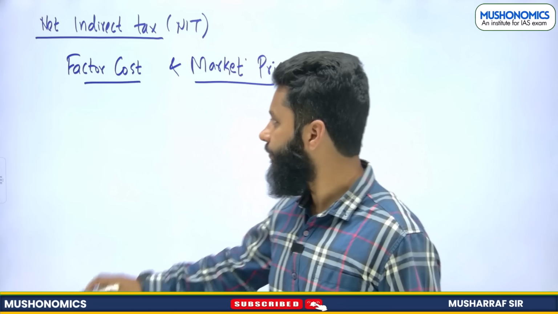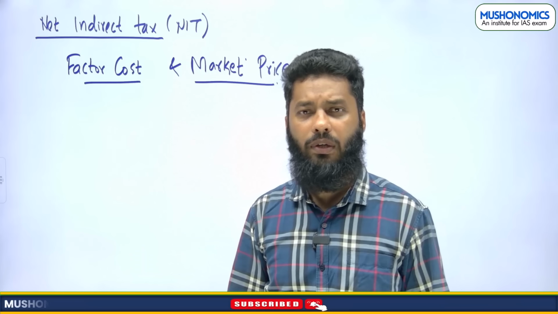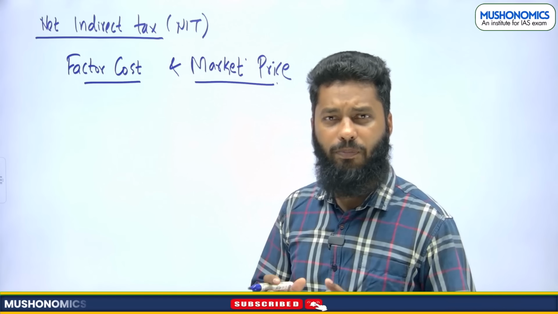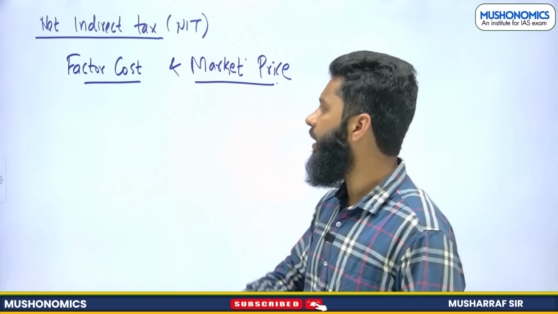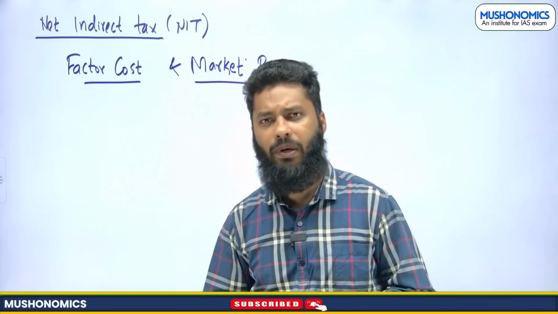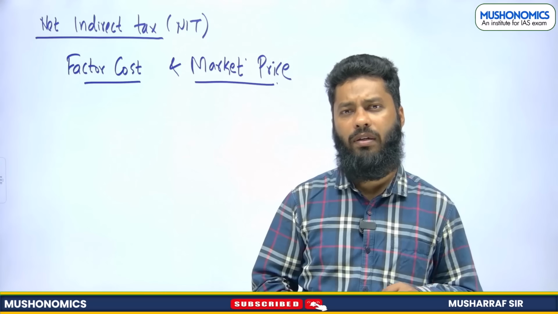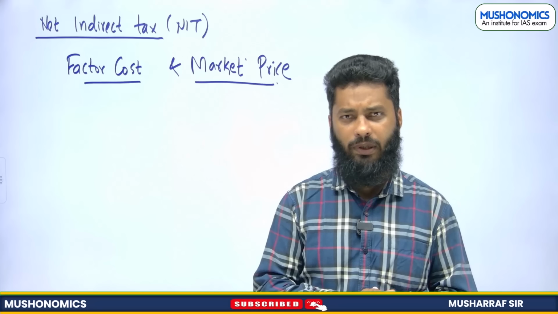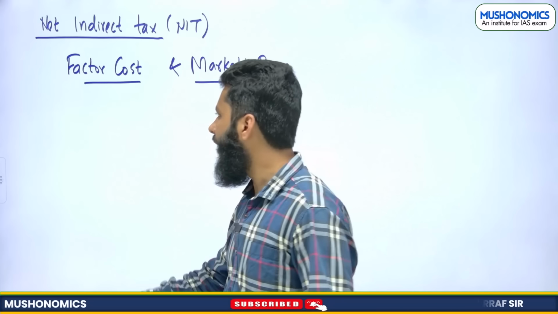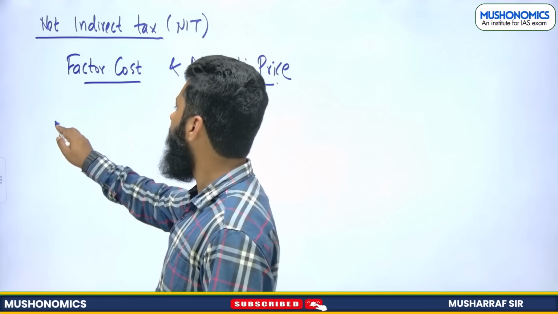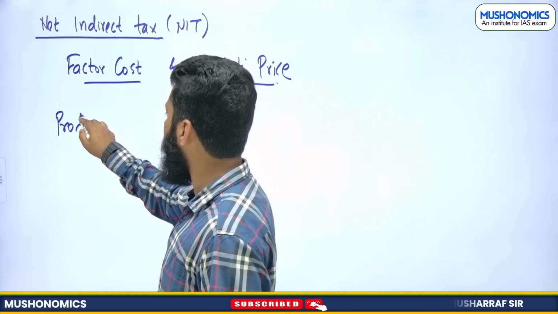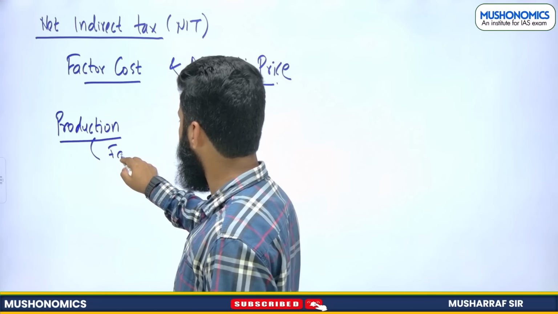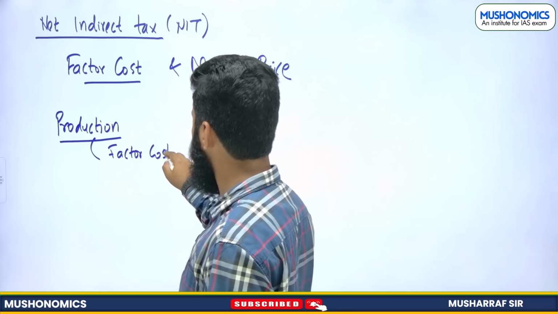When we say factor cost, what do we mean by this? The cost which is incurred during the process of production. So production has taken place, and during production we have employed, for example, land, labor, capital, entrepreneurship, etc. These things we have incorporated. So there is a cost of it. So when we produce a particular commodity, then production takes place at factor cost.